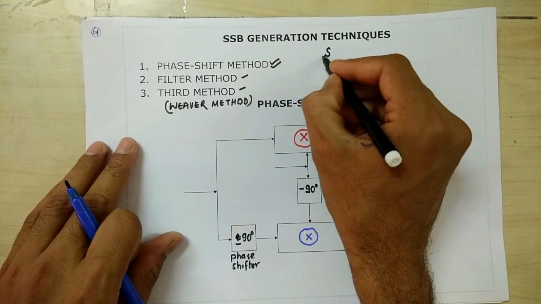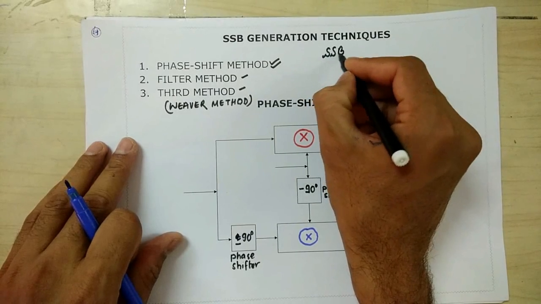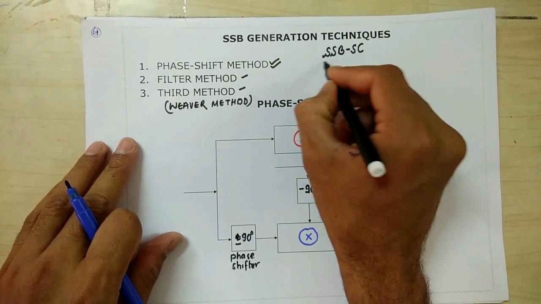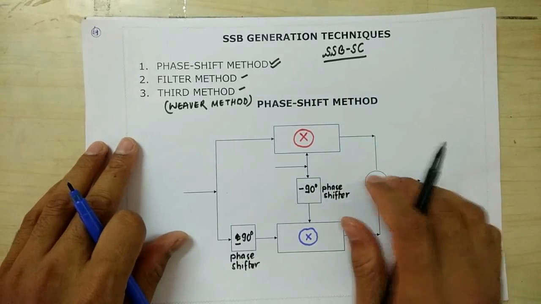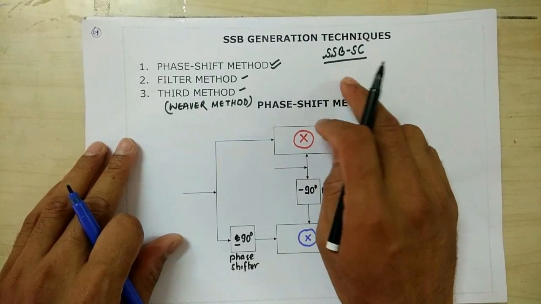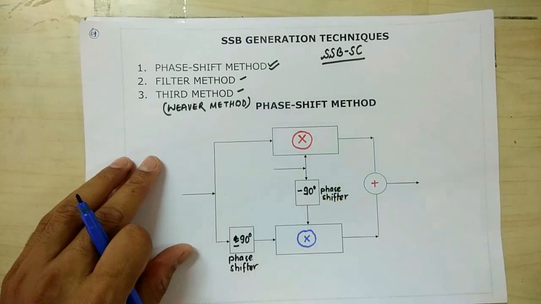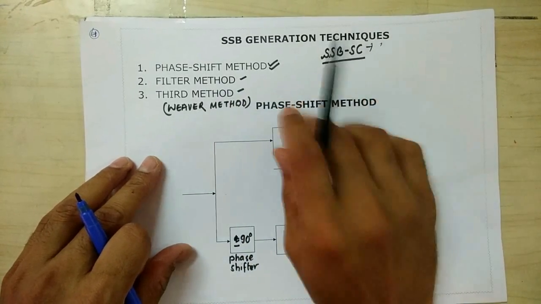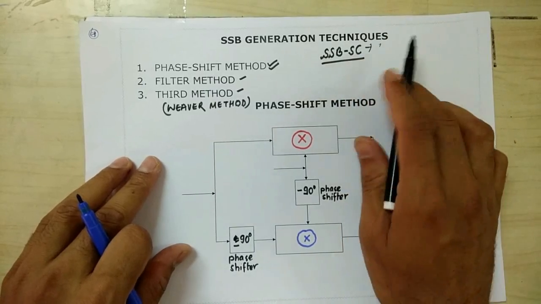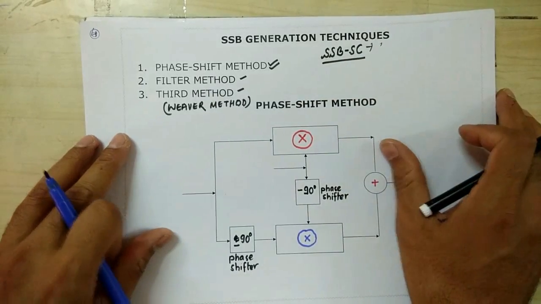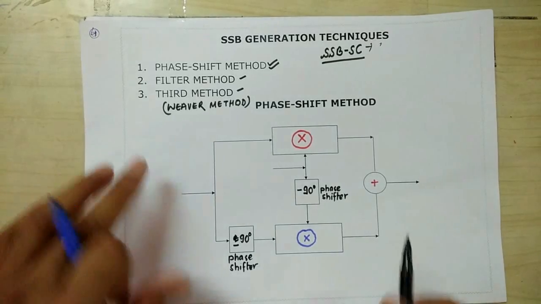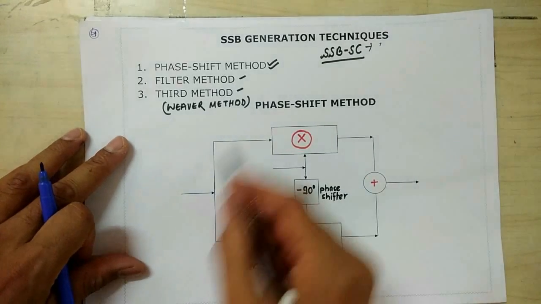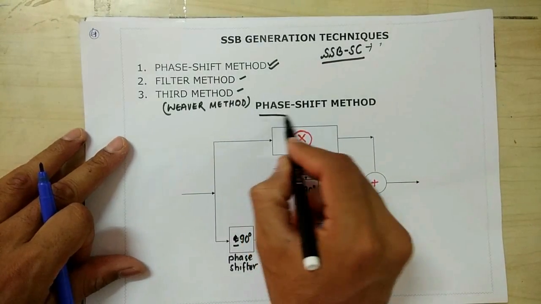It is an SSB-SC signal. Carrier is not present. So we are going to generate an SSB-SC signal. To generate an SSB-FC signal, we just have to add the carrier term to this SSB-SC to get SSB-FC. So this is the block diagram of the phase shift method.